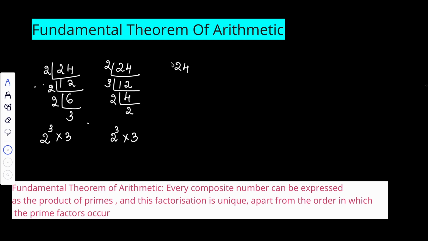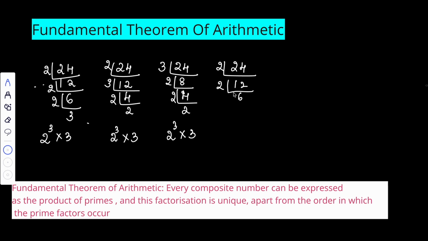Same thing we can do like this also. We can divide by 3, 8 times. 2 goes 4 times, and 2 twos are, we can write here 2 cubed times 3. Maybe we can continue this by taking here 2, 12 times, 2 sixes are, we can divide by 3, 2 ones are. So we can write again 2 cubed times 3. Okay, maybe still more ways are there.